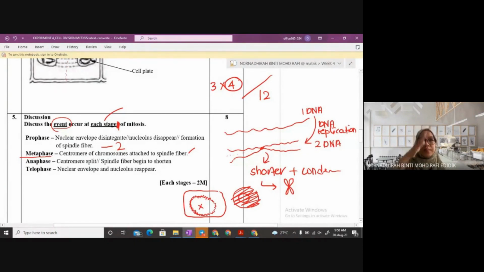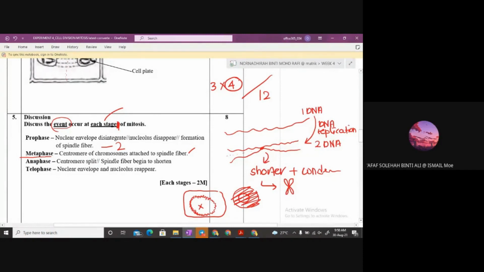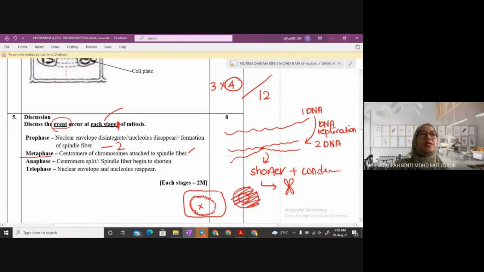Macam mana dia boleh line up? The centromere is attached to the spindle fiber. Siapa yang create spindle fiber? Which organelle? Centriole. Centriole, very good. Tapi kalau dalam plant, do plant have centriole? Plant cell has no centriole. However, there is spindle fiber.